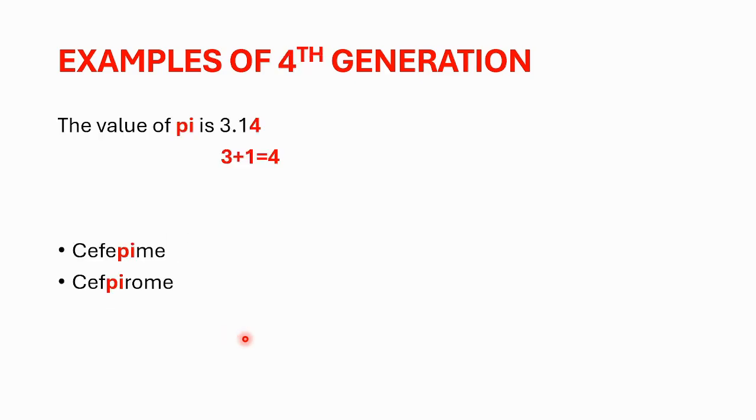Now we come to the fourth generation cephalosporin. So we know the value of pi is 3.14. So 3 plus 1 goes to 4, and the ending number of pi also ends at 4.